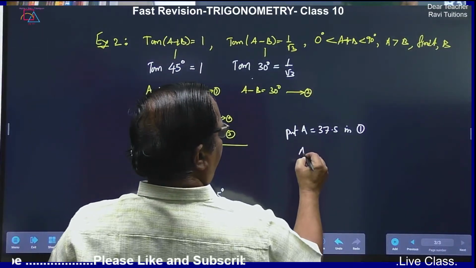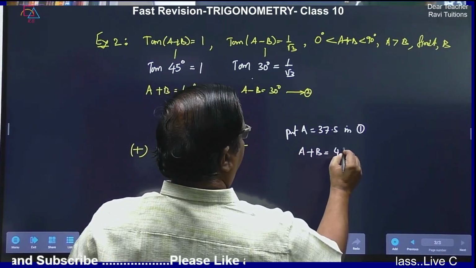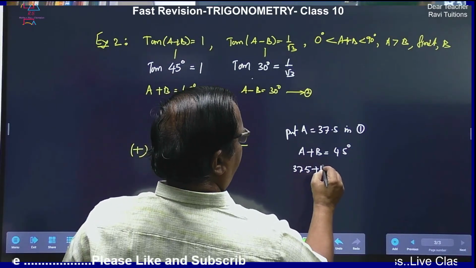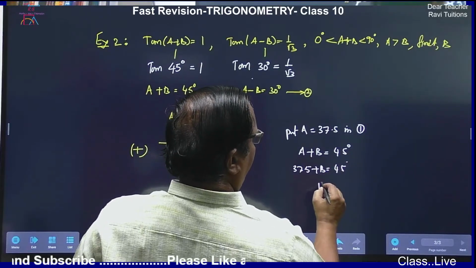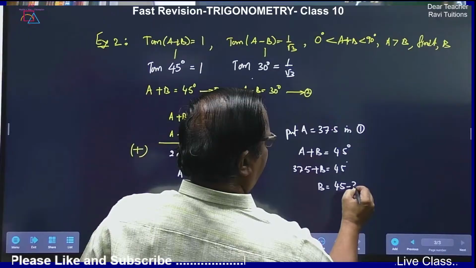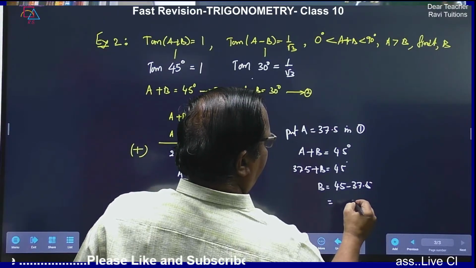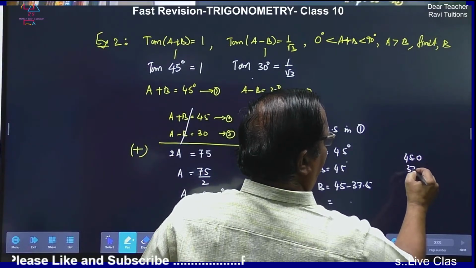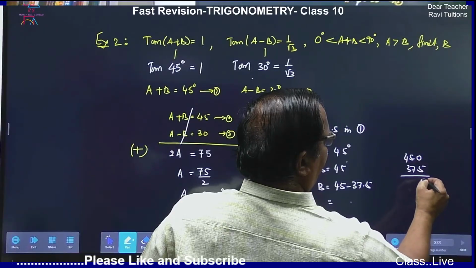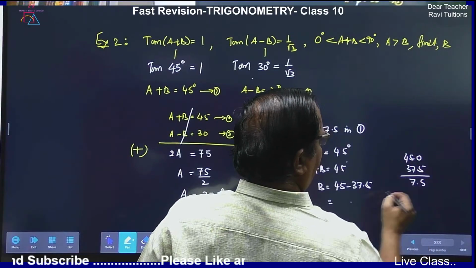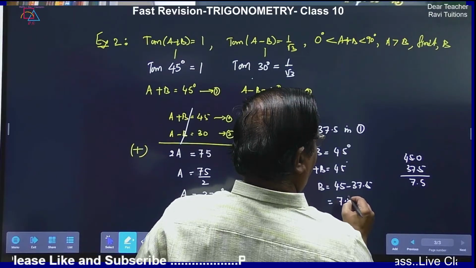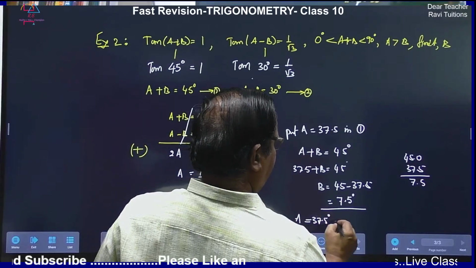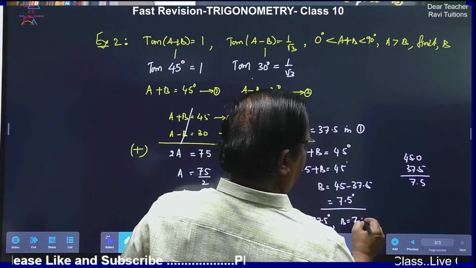So first equation, write down first. A plus B is equal to 45 degrees, and A is 37.5, so 37.5 plus B is equal to 45, and B is equal to 45 minus 37.5. Don't feel shy to do it like this: 10 minus 5, 14 minus 7, 7.5 degrees. Therefore, A is equal to 37.5 degrees and B is equal to 7.5 degrees.